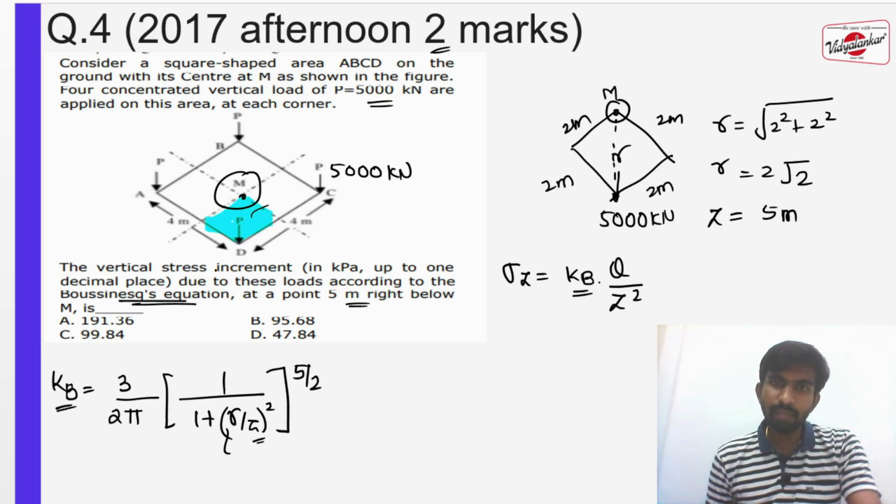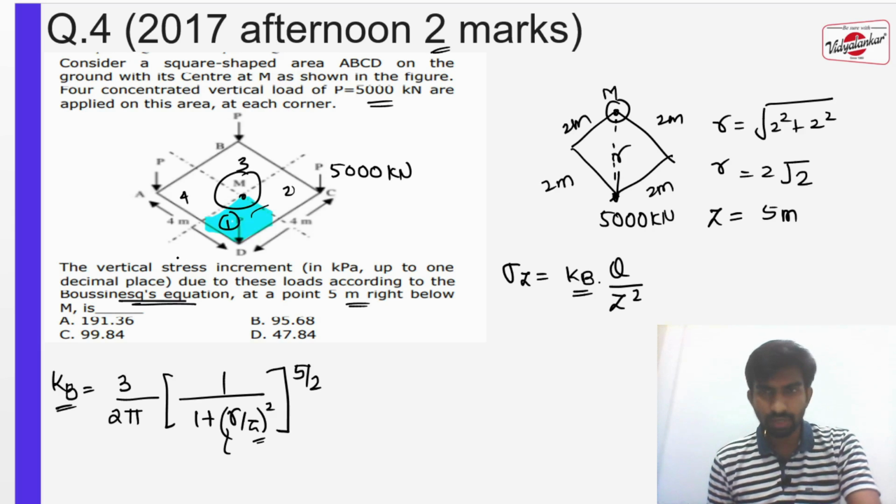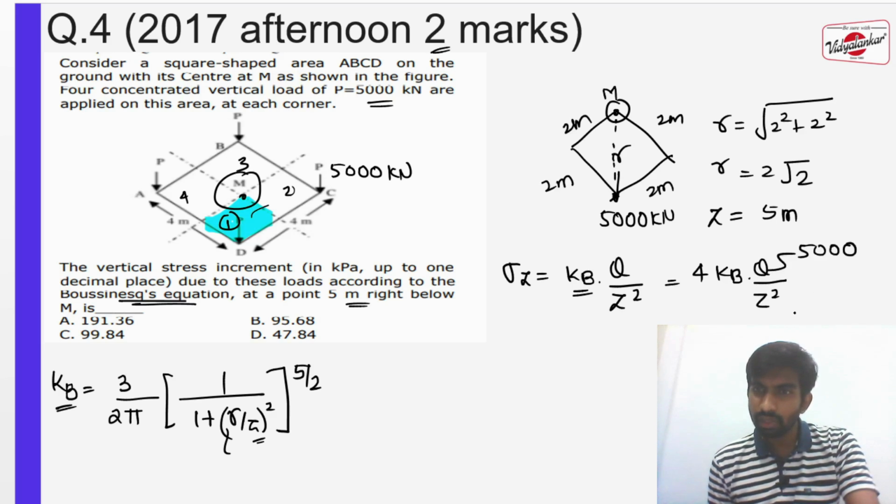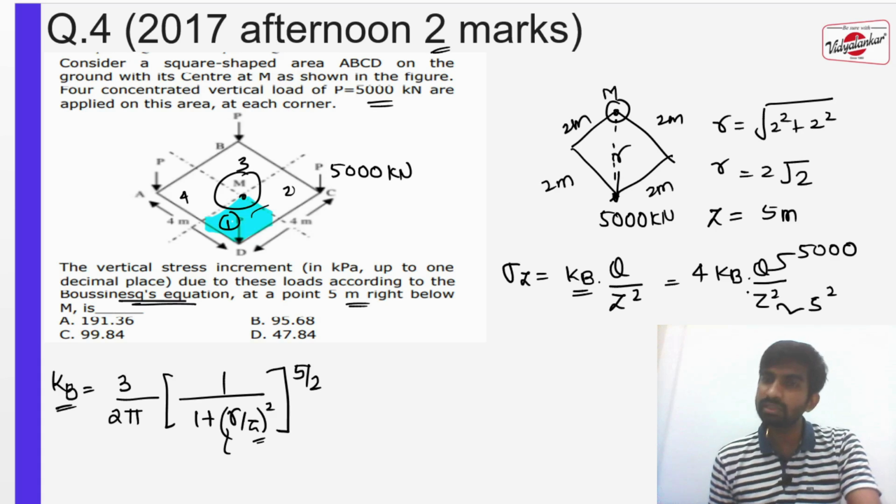सो ये मेरा एक ब्लॉक का आएगा, ऐसे मेरे 4 ब्लॉक है. दिस इज फर्स्ट, सेकेंड, थर्ड, फोर्थ. सो व्हाट आई विल डू, आई विल जस्ट मल्टीप्लाई विद द 4. तो यहाँ पे मेरा क्या हो जाएगा, 4 टाइम्स KB इंटू Q बाय Z स्क्वायर. एज Q आई नो दैट इज अ 5000 किलोन्यूटन. डेप्थ मुझे पता है, मैं 5 मीटर पे निकाल रहा हूँ तो ये 5 स्क्वायर हो जाएगा. KB इस फॉर्मूले से आपने ऑलरेडी फाइंड आउट किया है. वी आर मल्टीप्लाइंग 4 जस्ट बिकॉज इट इज अ सिमेट्रिकल 4 blocks.